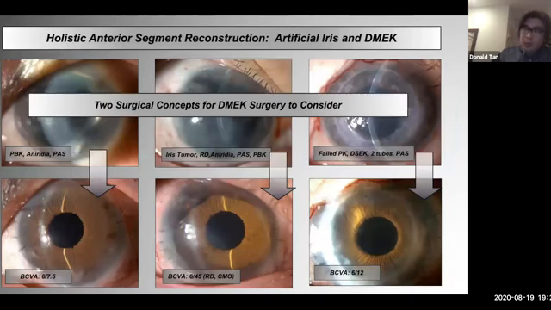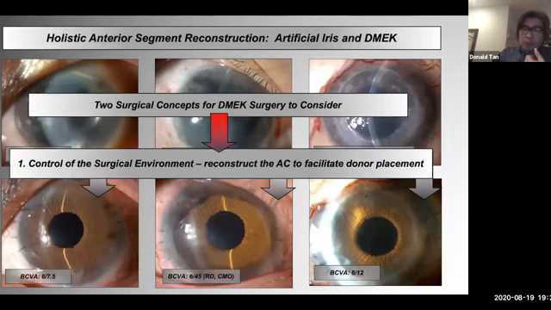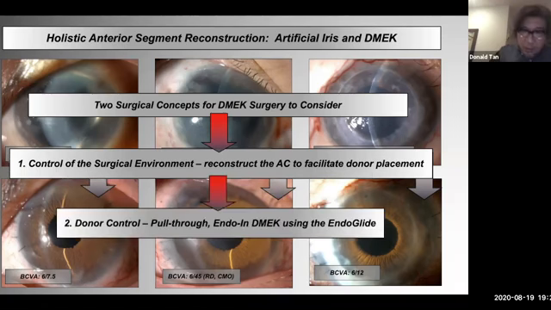And so the two concepts to consider are control of the surgical environment. So now that we can control the donor, can we control the environment? And therefore, we have to reconstruct the anterior chamber to facilitate donor placement. And then you can do your pull-through. So you control the AC first, set everything up, and then you control the donor during DMEK by using the pull-through technique.